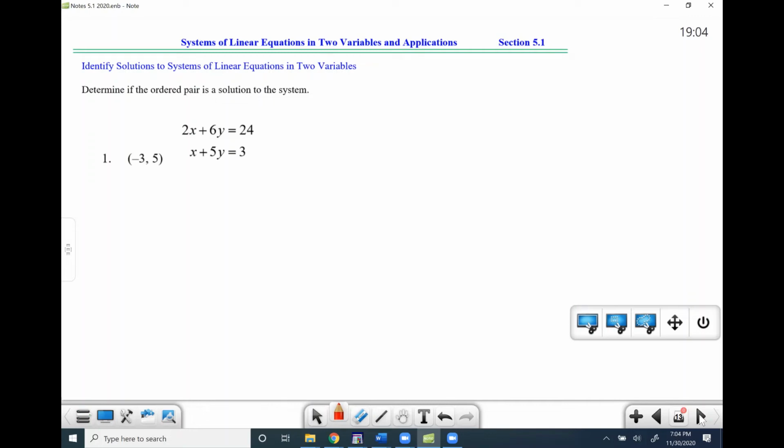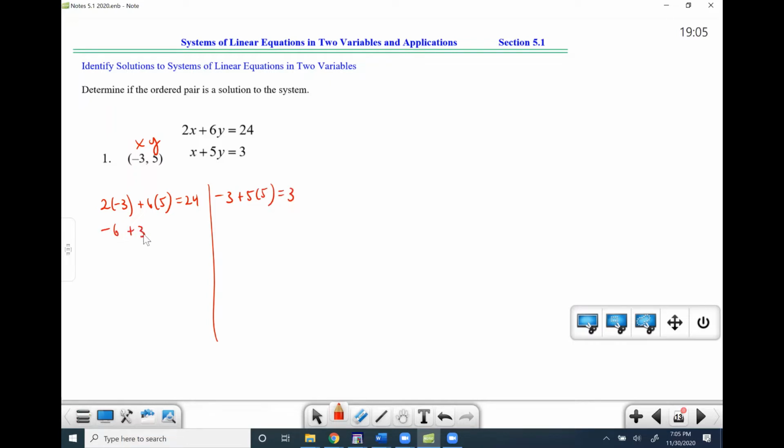Here we go. Luckily, these first few are easy. It says determine if the ordered pair is a solution to the system. Okay, just plug it in. This is X, this is Y. Make sure it works for both. So we're going to plug in -3 for the X and 5 for the Y in both equations. Okay, let's see what we get.